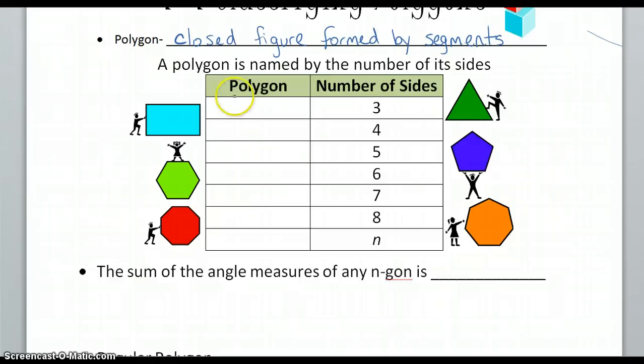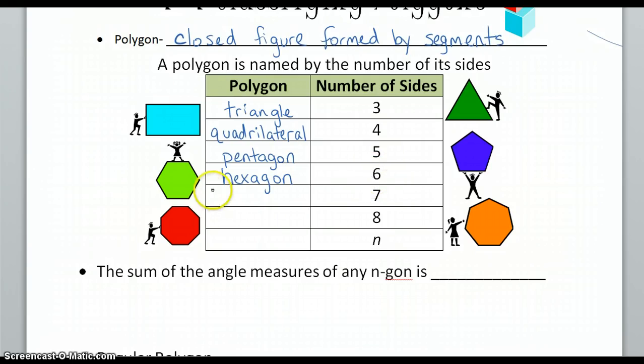A polygon that has 3 sides, of course you should know this one, is called a triangle. And 4 sides is a quadrilateral. And quad meaning 4 and lateral meaning sides. So for a 5-sided thing, you might think of the Pentagon in Washington, D.C. So 5 sides, like this shape over here. A 6-sided polygon is called a hexagon. I remember this one because hexagon has an X in it, and so does 6. So a 6-sided figure is a hexagon.